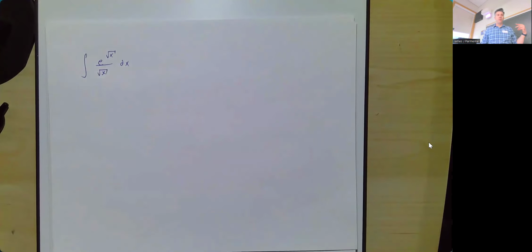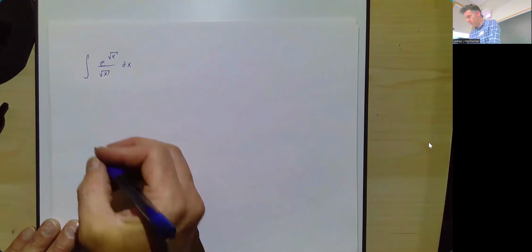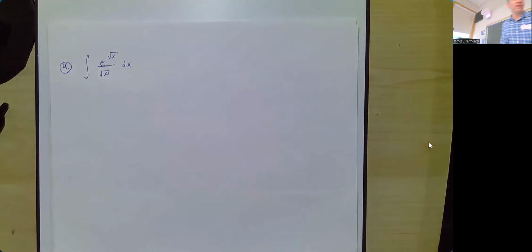So we want to try to find the integral of e to the square root of x over the square root of x. And yeah, I'm going to try to keep the numbering going here. This is number 4. Did I write down number 2 before? Probably not. Let's see. Oh, I did. I could get them. All right.